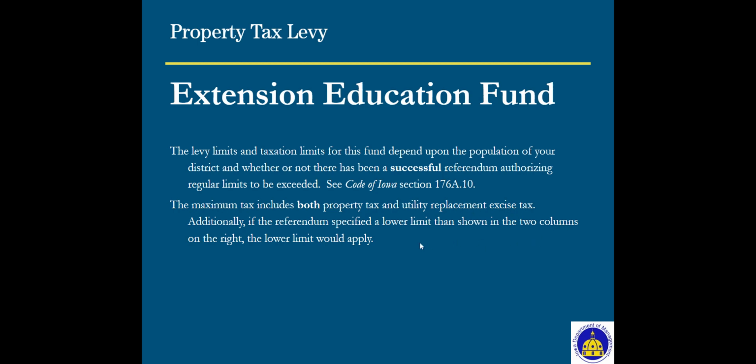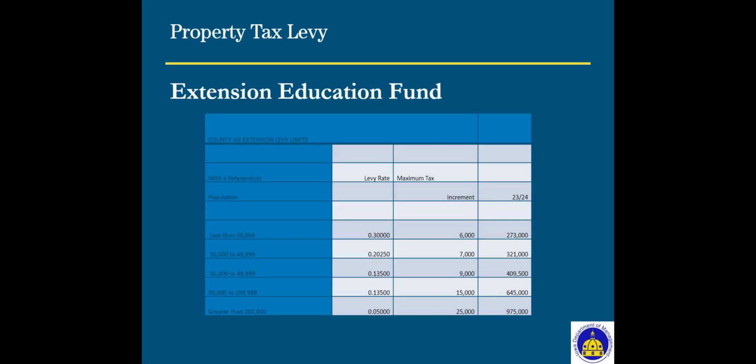So your tax asking in this case is the sum of utility excise tax and property tax. So it's what you enter as your requested dollars in the budget form. And of course, if at some point you passed a referendum and specified a lower limit, obviously this could go to referendum again. If that were the situation, it would be the lower limit then that passed at an election that would be applicable.